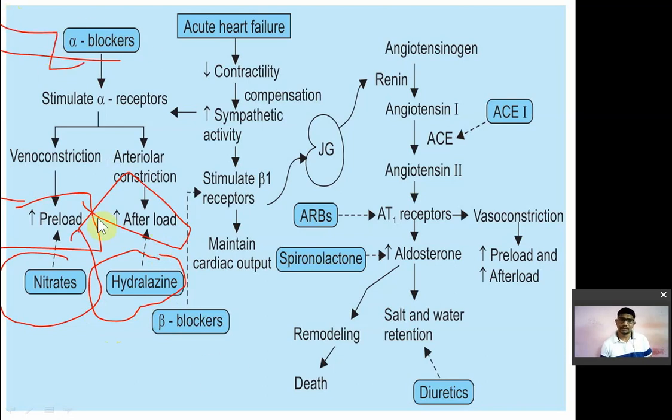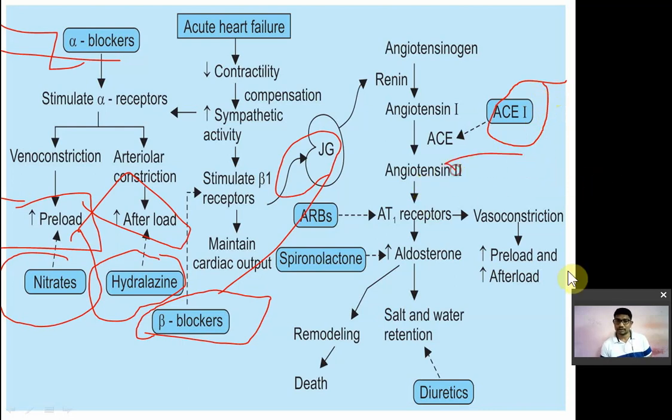Okay. Then again, you can block this beta 1 receptor. Though blocking of beta 1 receptor will decrease the cardiac output, it will also decrease the secretion of renin and angiotensin 1. Okay. जैसे ये secretion कम होगा तो आपके वॉल्यूम भी कम हो जाएगा और प्रीलोड आफ्टरलोड भी कम हो जाएगा. So you can also prevent this by using angiotensin converting enzyme inhibitors. So that will prevent the formation of angiotensin 2, and then it will not increase the preload, afterload and volume retention. Again, you can prevent this by using angiotensin receptor blockers.